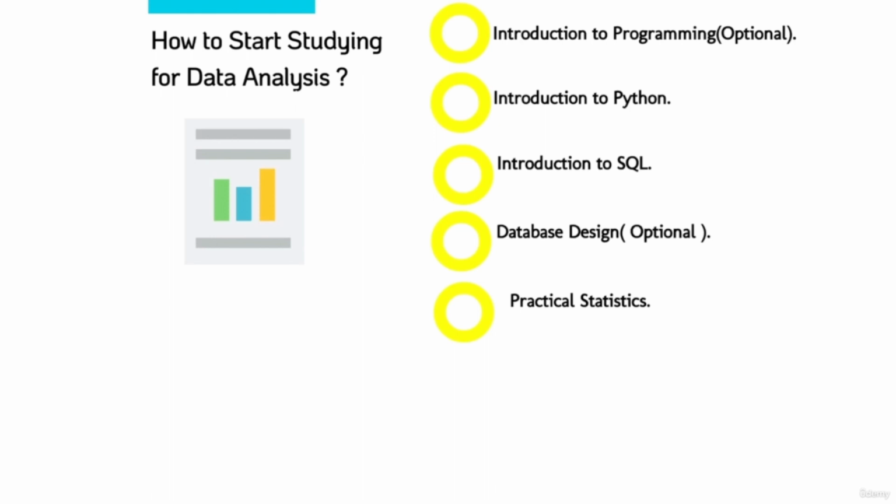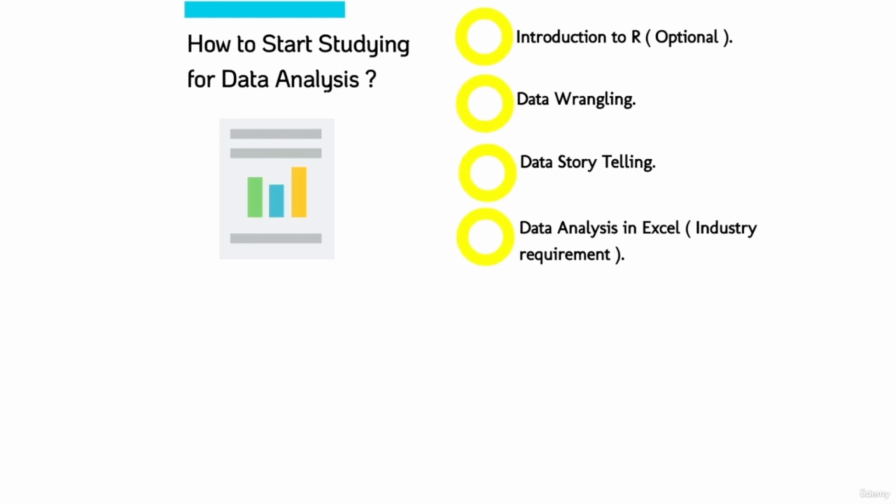Then you have to learn SQL, how to write a query in SQL to get data from the SQL database. Database design, it's optional here. If you don't have a data engineering team, it's good to know how to design a database and get data from this database. Then you have to learn about statistics. It's very important skill for you to learn. Then comes R language. It's optional to study R. R is mainly used for statistical purposes. Python is mandatory more than R.